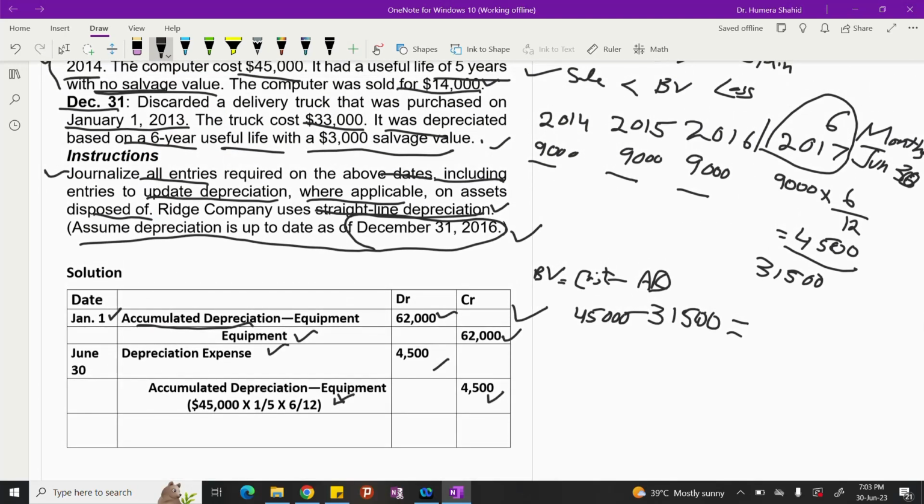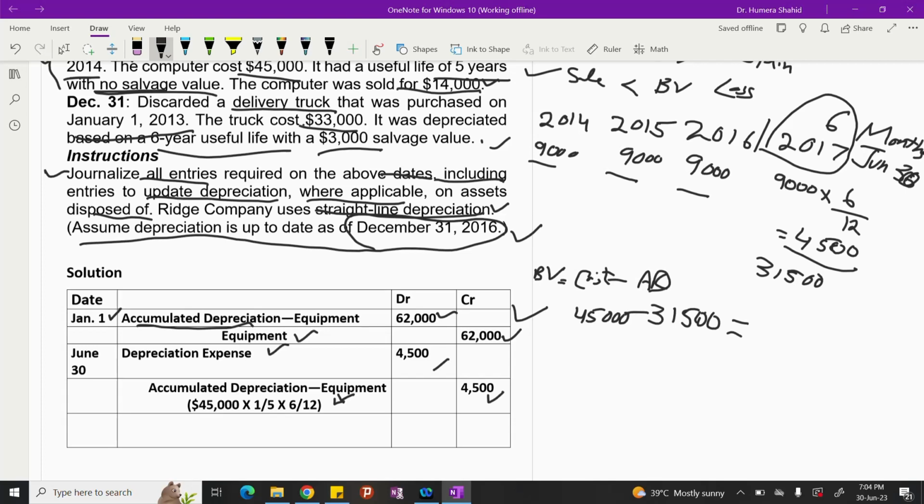Let's do the journal entry number 3, which is on December 31st, 2017. Let's read it out and try to solve it. The company has discarded, they didn't sell, they discarded a delivery truck that was purchased on January 1st, 2013. So the truck has a cost of 33,000. It was depreciated based on 6 years useful life with 3,000 salvage value.